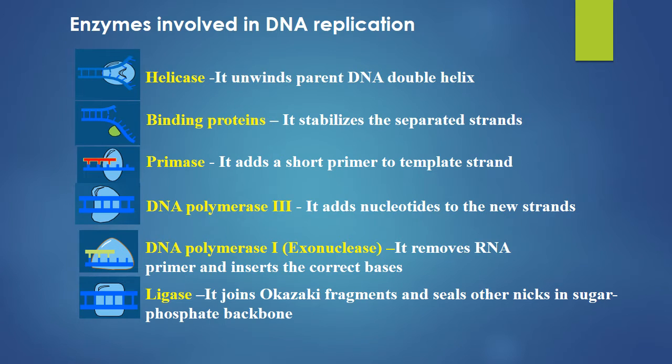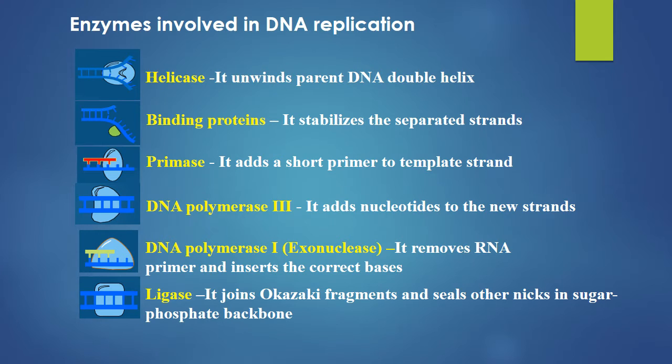So this is a summary of enzymes that are involved in DNA replication. You can look at a video that I've done specifically on the enzymes to understand further. So we have the helicase enzyme that is involved in the unwinding of the DNA double helix structure. Then we have the binding proteins which prevent the single-stranded DNAs from forming the double helix again.